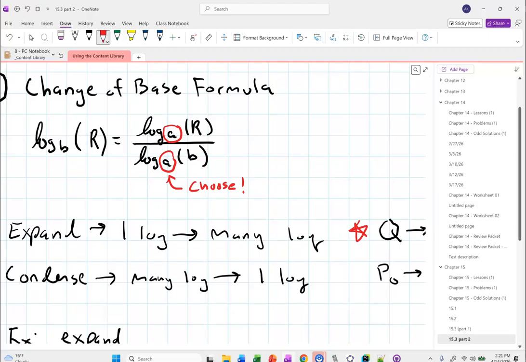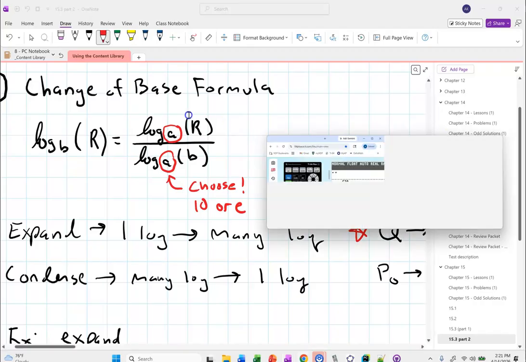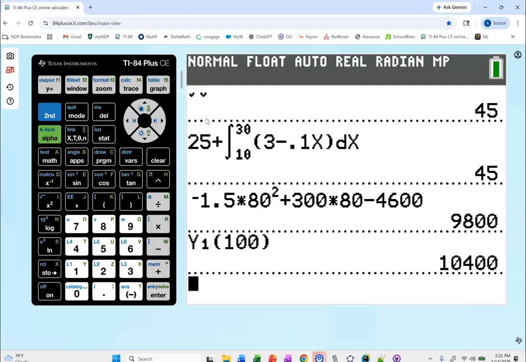Traditionally, that a is chosen to be one of two things. What would be the two values that we would traditionally choose for a? 10 is one of them. E is the other. Why 10 or e? Because 10 is the base of the common logarithm, log base 10, and e is ln, the natural logarithm, both of which are traditionally buttons on our calculator.